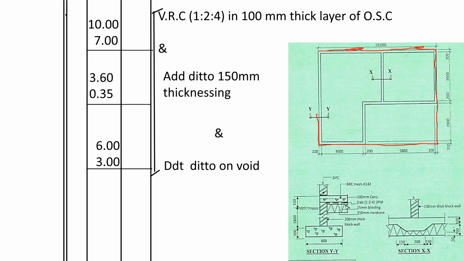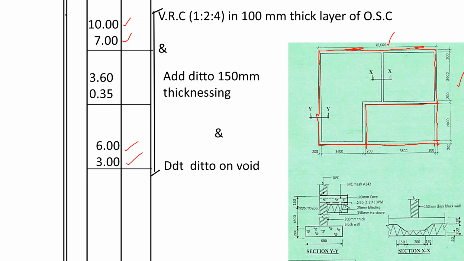So we shall take the dimensions of the external wall, which is 10,000 and 7,000. Then we shall deduct the void. The void now shall not include the walls. Then also the external dimensions for the concrete is 10,000 and 7,000. Then we deduct the void, which is 6 meters and 3 meters. 6 meters is 5,800 plus 200. 3 meters is 200 plus 2,800.